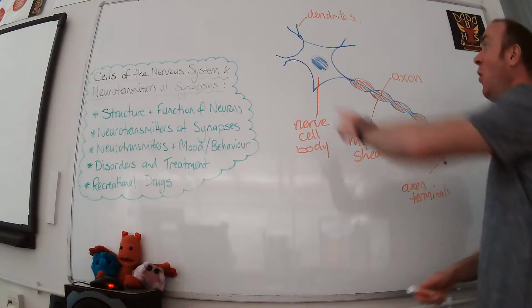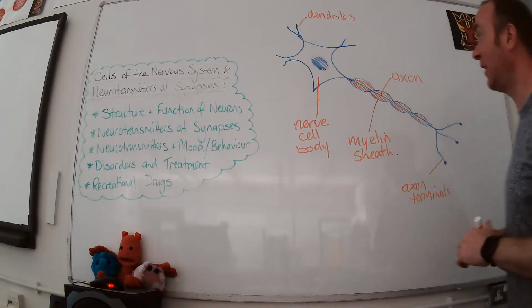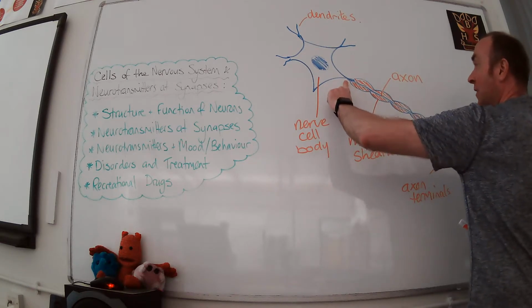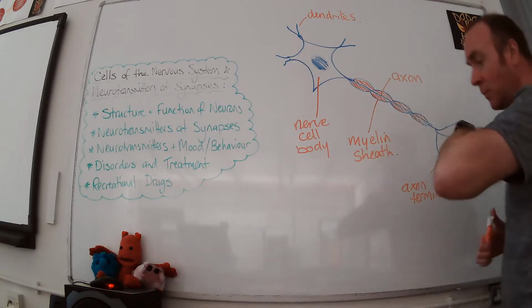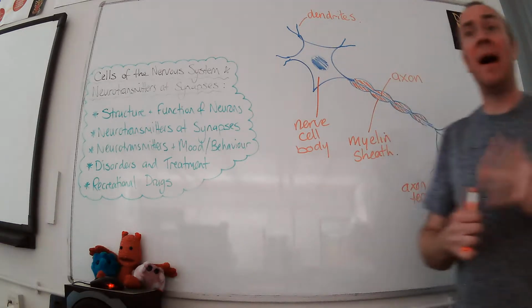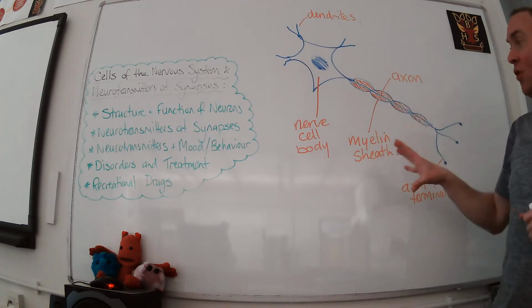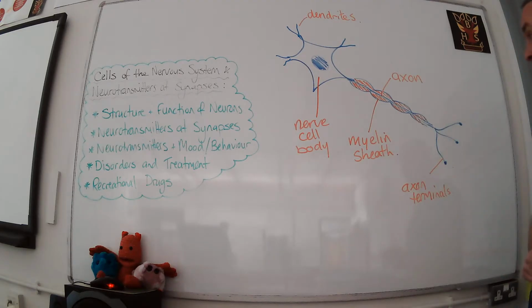So depending on what type of neuron it is, you might find that the setup is slightly different. You might find that the dendrites are found on the end of the axon and the nerve cell body is actually found in the middle. It ultimately doesn't matter. You need to be able to identify the main parts of a neuron, whatever kind of neuron it is. They're all the same basic structure.